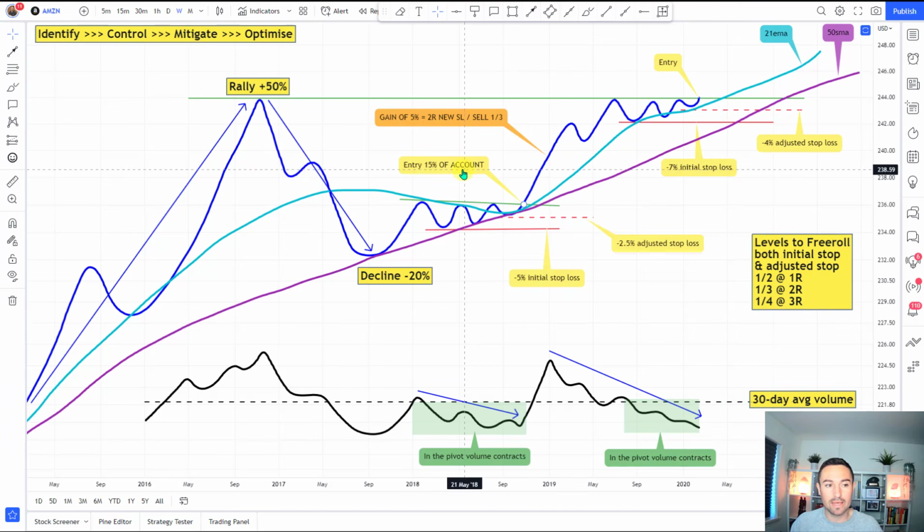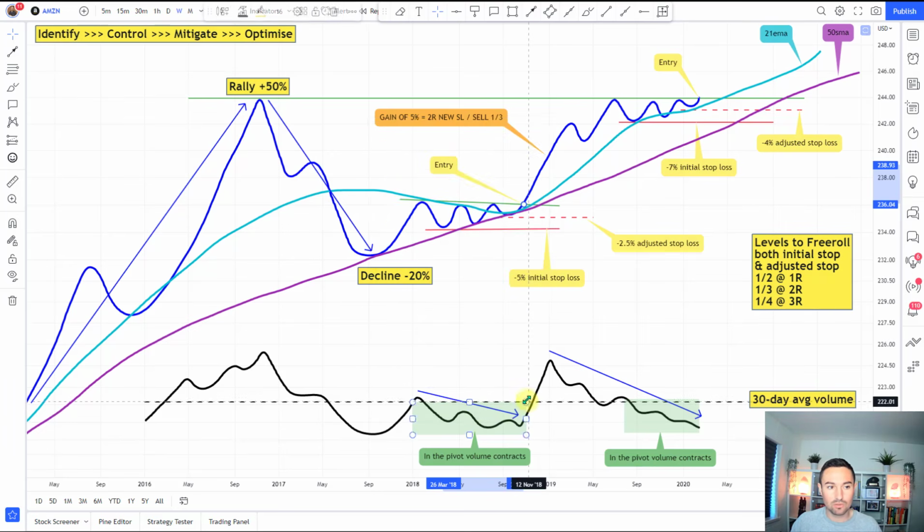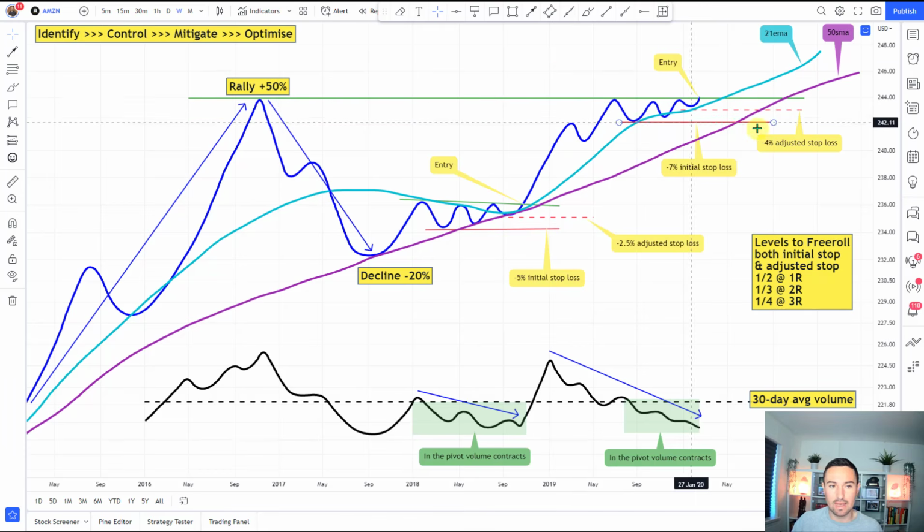So what I want to do here is just imagine that we didn't take this entry, because I just want to talk through the process of mitigating risk again. So let's say we're just looking at this entry here, so we're ignoring this setup here.